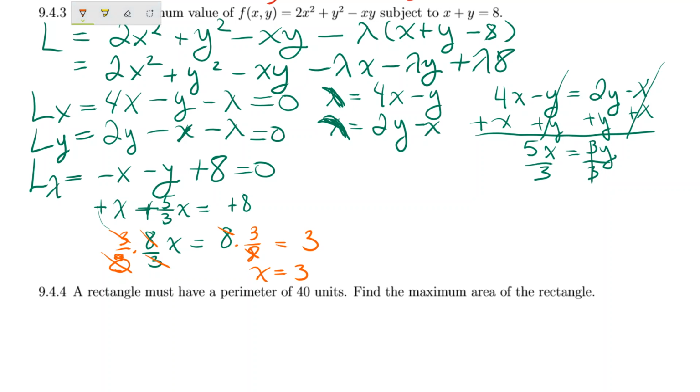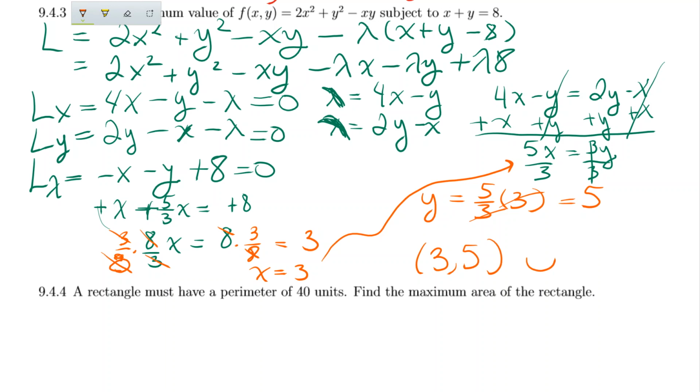Woohoo! And now I need y. Oh, but look, I have a nice way to convert and get y, don't I? Y is 5/3 of x, and x happens to be 3, which is nice because then you get that y is 5. 3 and 5. Good times. That orange is a very pretty color. I like it. I like it a lot.